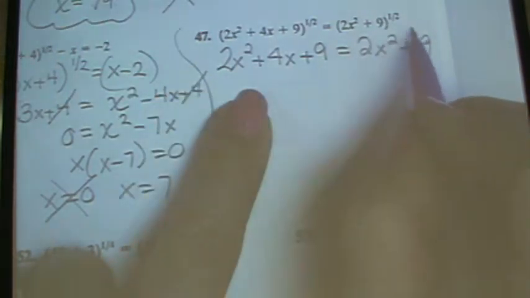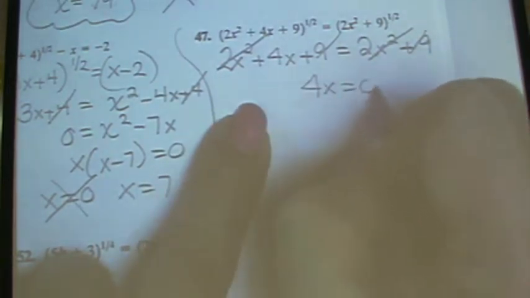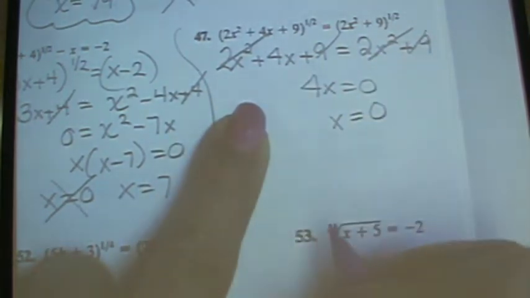47. This one are both square root. This is the same as if both were underneath the square root. So all this is 2x squared plus 4x plus 9 equals 2x squared plus 9. These cancel. These cancel. So you have 4x equals 0 and x is equal to 0.